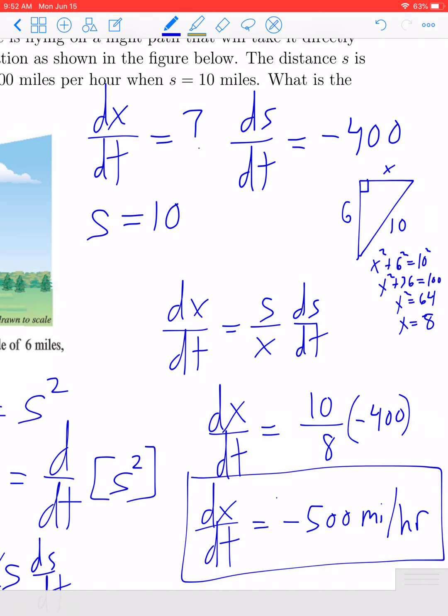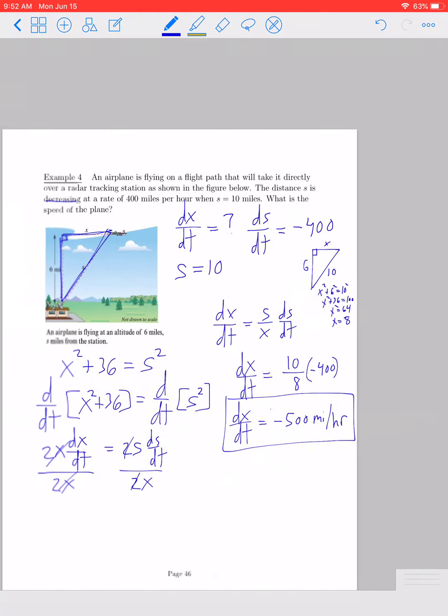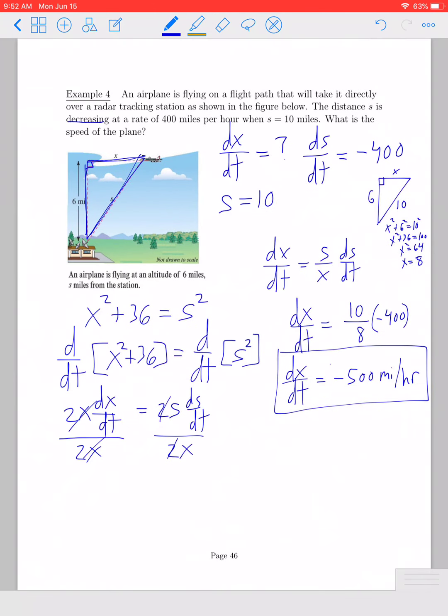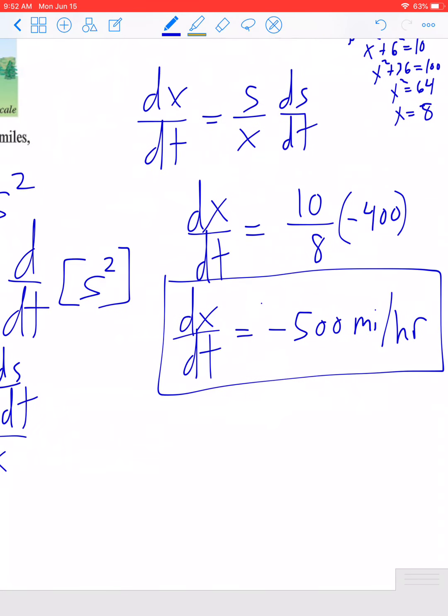So negative 500 miles per hour. Okay. In terms of the speed of the plane, if the question is just how fast the plane is moving, the speed technically would be just 500 miles per hour.